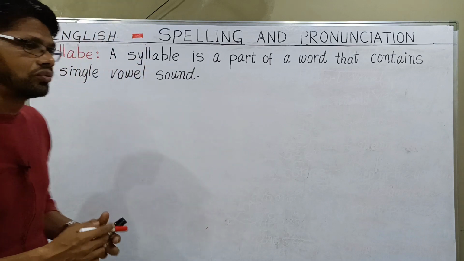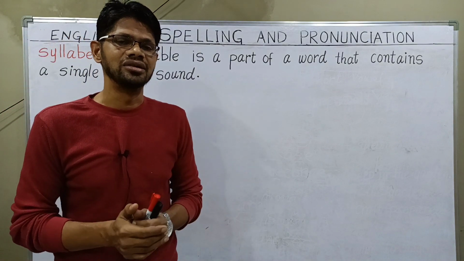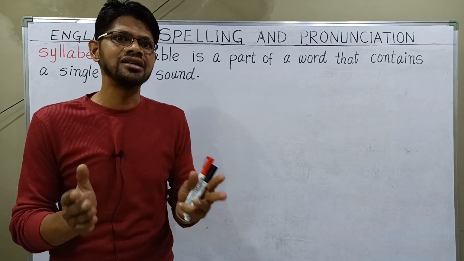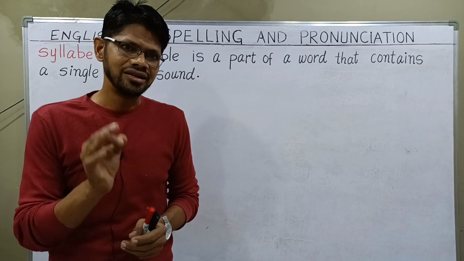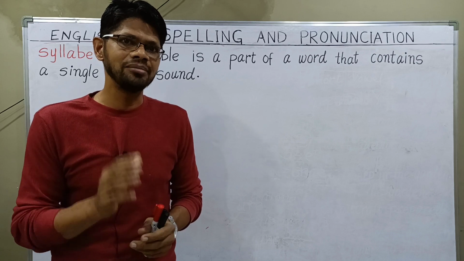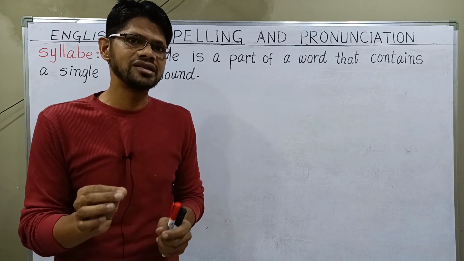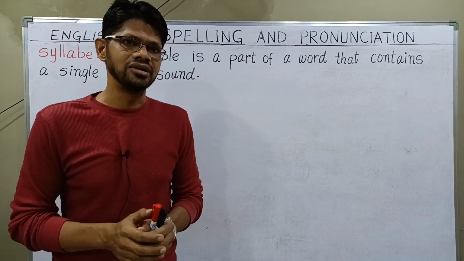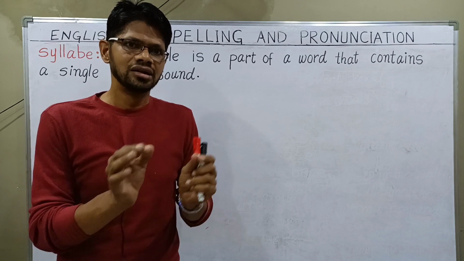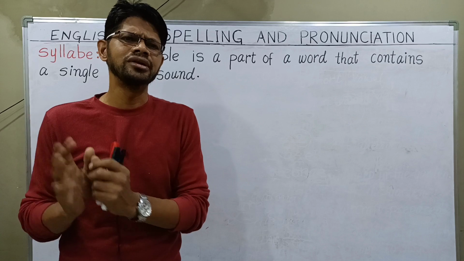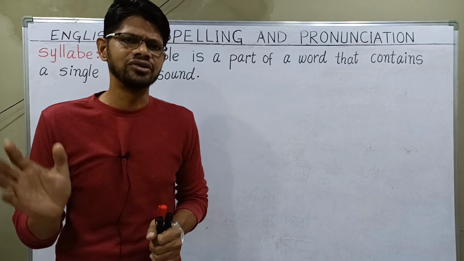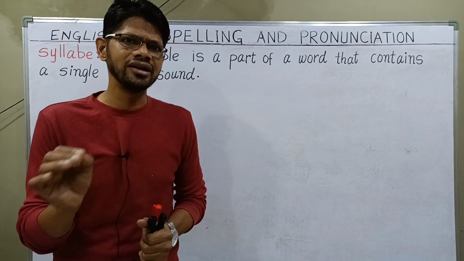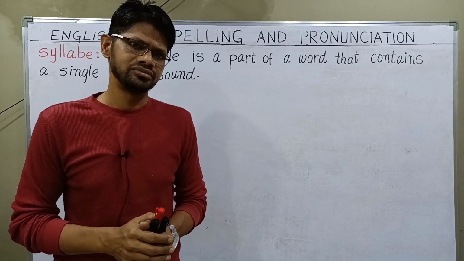First of all, what is a syllable? Syllable क्या है? So very simple definition, with example, I can give you a very simple way of learning syllable. Syllable means a vowel sound in a word. Simple, very simple definition. A vowel sound in a word is known as syllable.